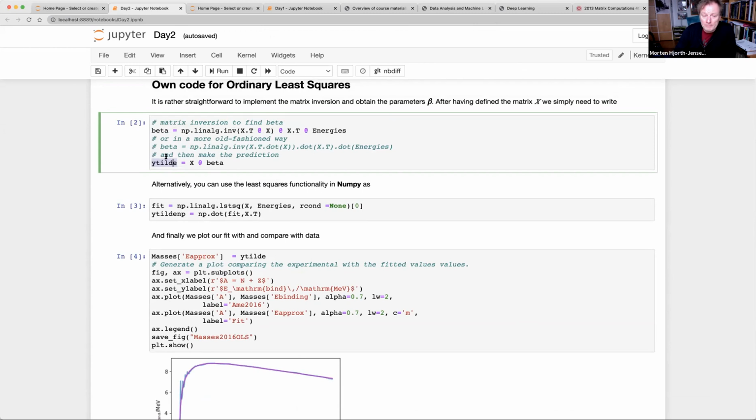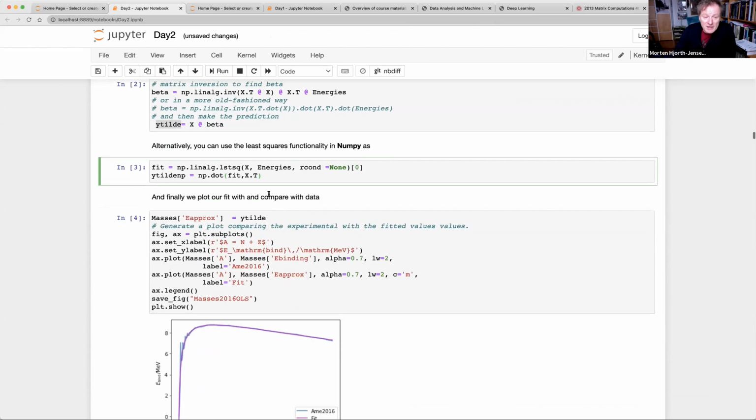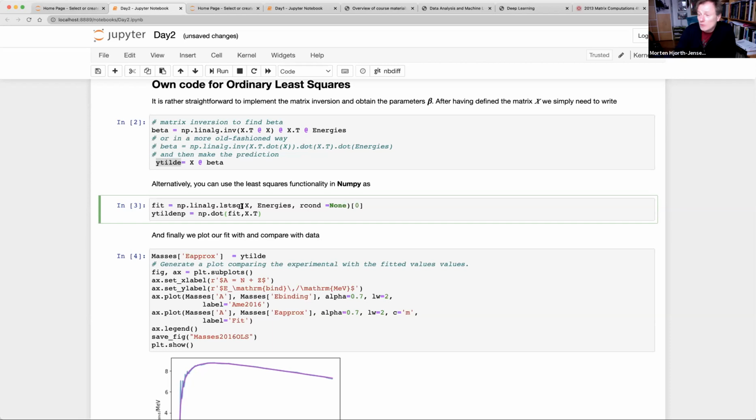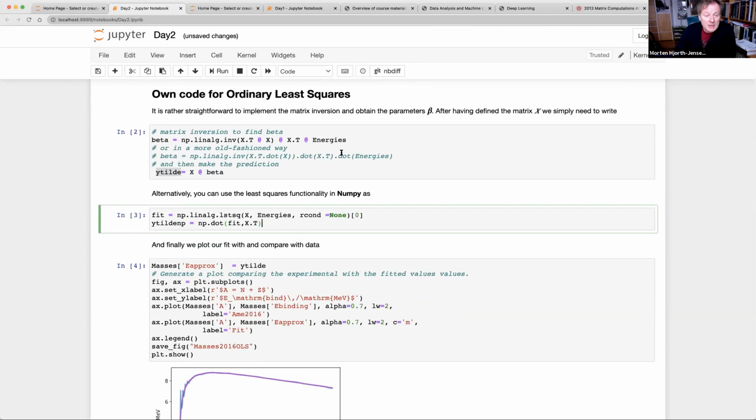And then alternatively, I could have used the least square function, which is included in NumPy. So there's a function LSTSQ. That's the least square, which is included in NumPy. So you just plug in the matrix X. You need to set up that one. And then you transfer the energies, which is your target. So that's where your target comes in when you perform the multiplications here. So this is as simple as you can do it.